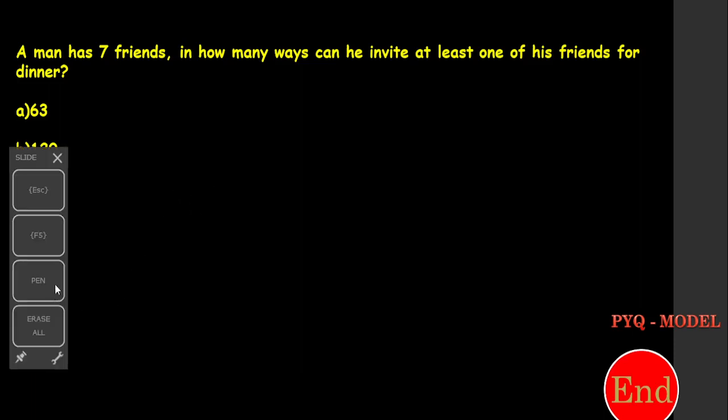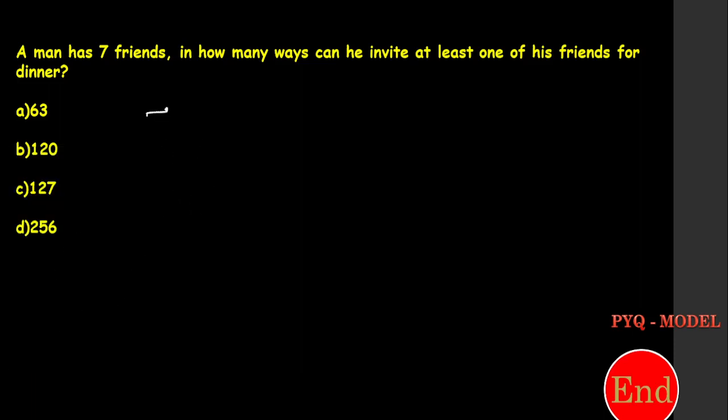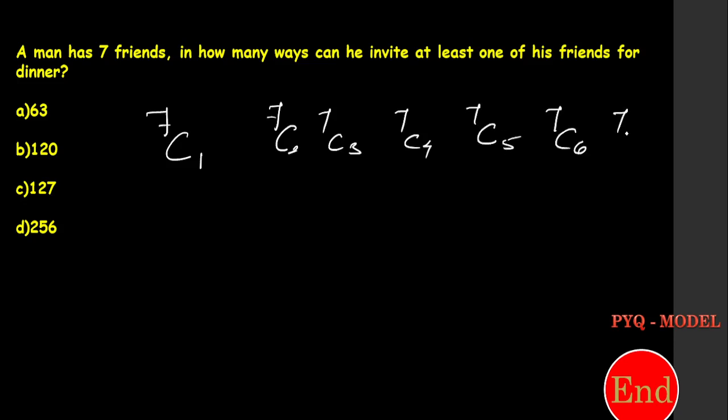Yes, same concept. So there are 7 friends. You can select 1, or select 2, or select 3, or select 4, or select 5 friends, or select 6 friends, or select all the 7 friends. You can invite 1 to 7, either-or options. So if you find out the answer for this and add it, you will get the answer.